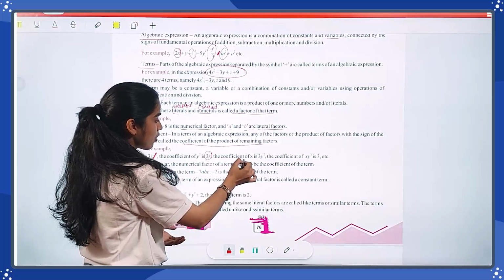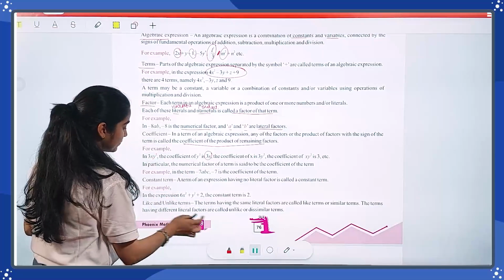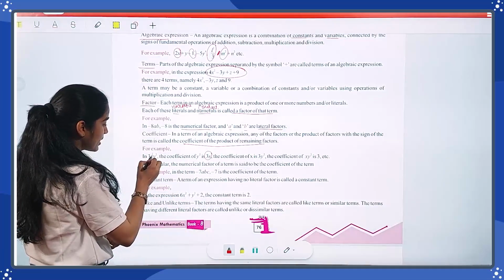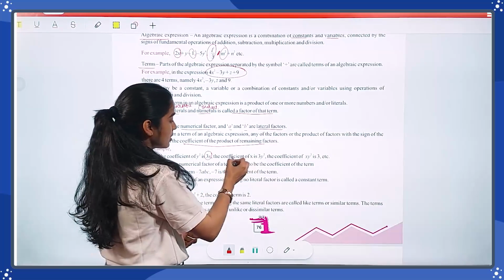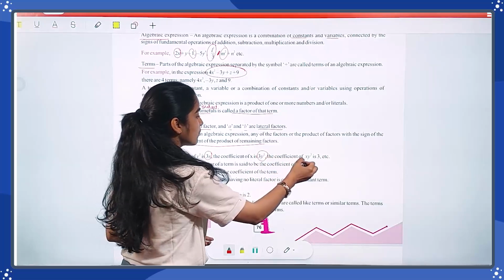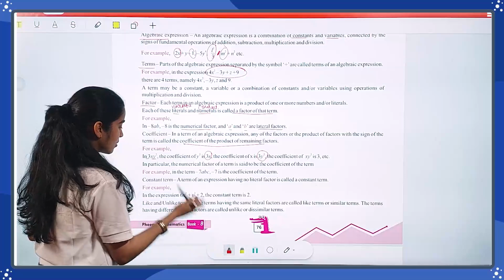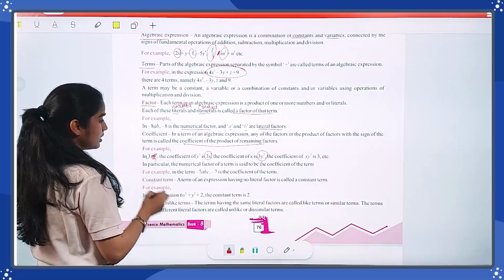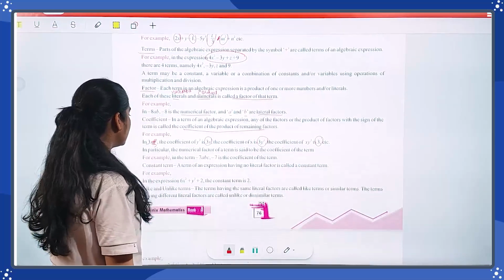The coefficient of x is, so now what you have to do? Remove x there and you have 3 and y square left. It means the coefficient of x is 3y square. The coefficient of x square y is, so now what we have to do? We have to remove x y square. Now we are left with 3 only. So in that way you have to find out the coefficient.